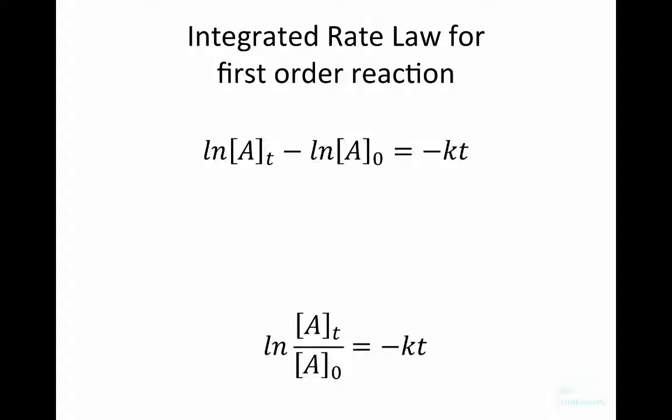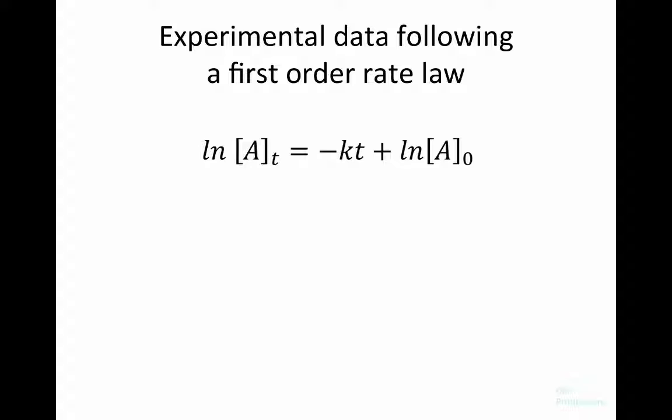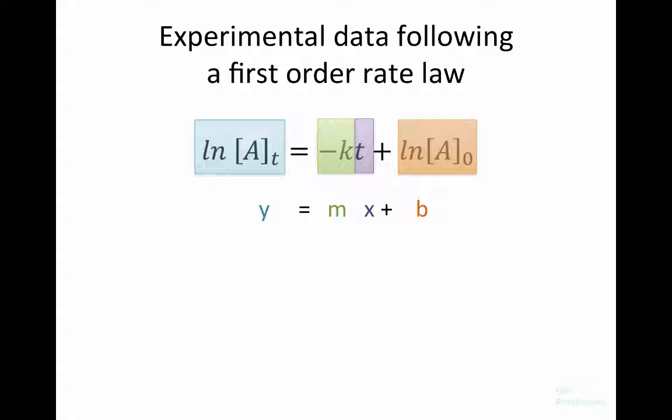But now let's look at how we use this integrated rate law in the laboratory. I have rearranged that rate law just a bit, and the reason I've written it in this form is because this is the form of a line. So you can see that here we have a line where y is the natural log of the concentration of A. The slope of the line is minus the rate constant. The x-coordinate of this line is time t, and the y-intercept is going to be the natural log of the concentration of A at time 0.